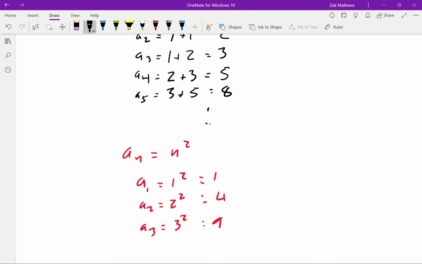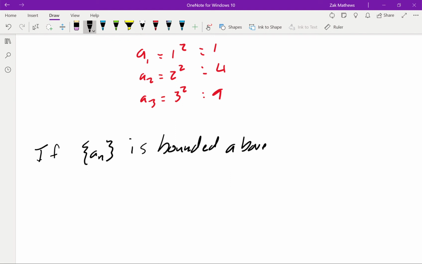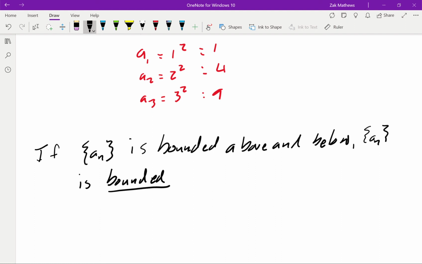Just for a few other definitions, to avoid the word term too much, let's talk about what it means to be bounded. If the sequence an is bounded above and below, an is a bounded sequence. Otherwise, an is said to be unbounded.